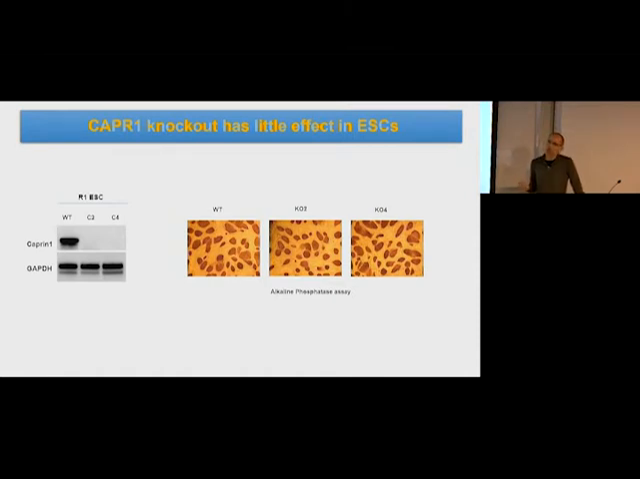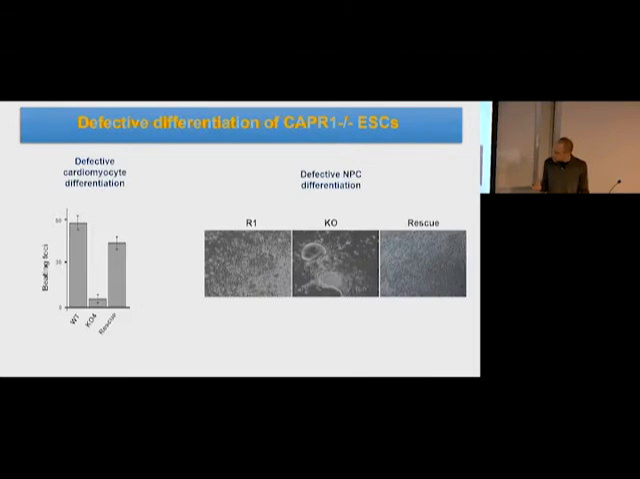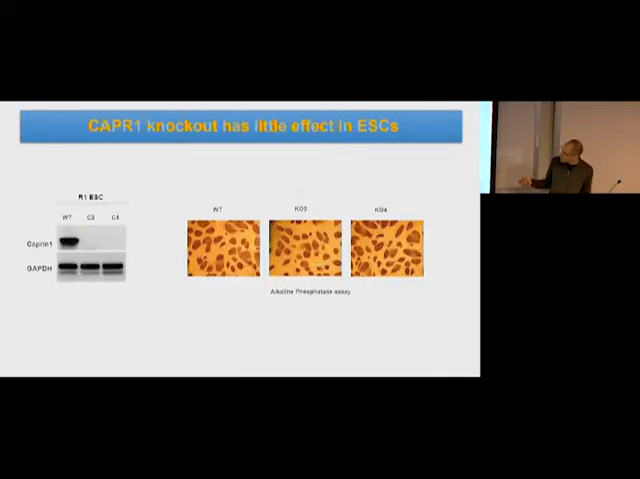Okay, so the next thing to do was to knock out caprin-1 in mouse embryonic stem cells. We used CRISPR. We got a very nice knockout. It was relatively easy, and the ES cells don't care about loss of caprin-1, not to the extent of morphology or growth. They did show some growth retardation, but really they were pretty happy in the undifferentiated state. So these are two separate clones.